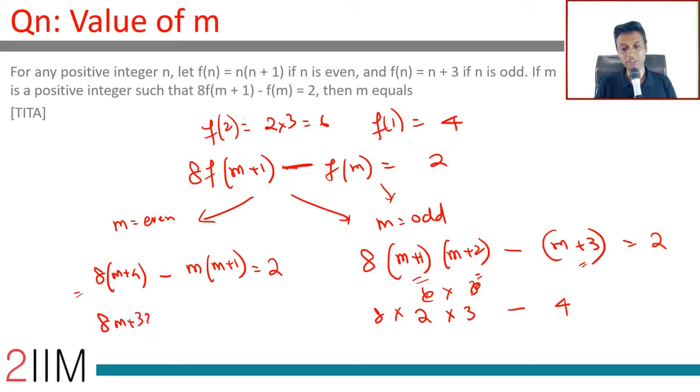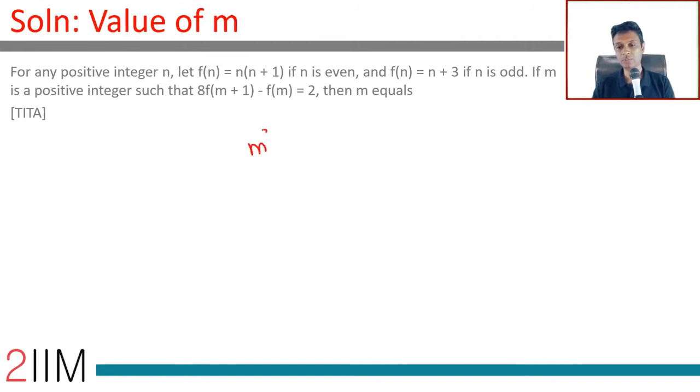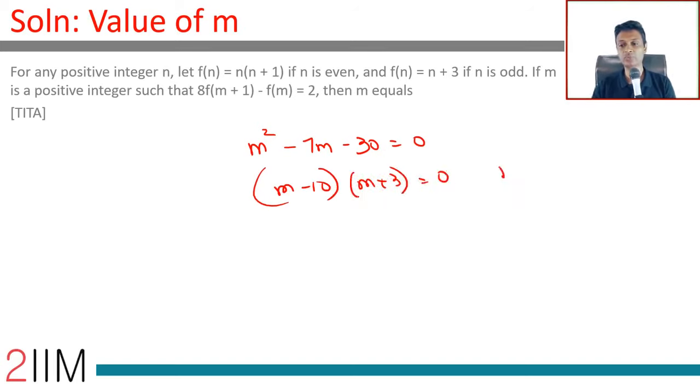8m plus 32 minus m square minus m equals 2. 8m minus m is 7m. 32 minus 2 is 30. Minus m square is 0, or m square minus 7m minus 30 is 0. M minus 10 into m plus 3 is 0. M is 10 or minus 3, 10 works.